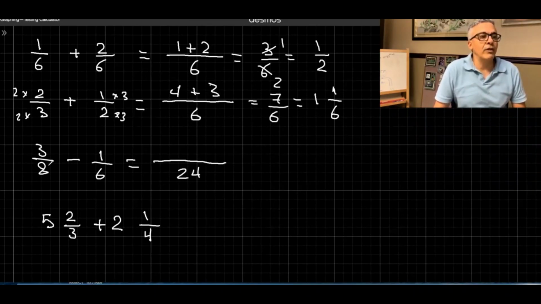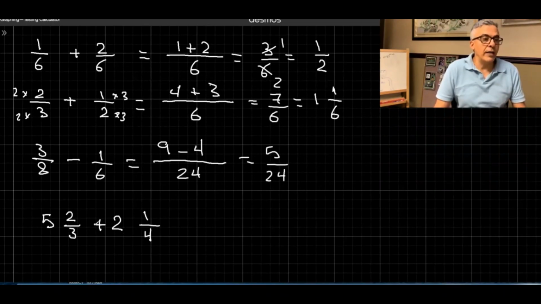So now you go 24 divided by 8, which gives you 3. You multiply that 3 to the top 3 there, and you get 9. Minus 24 divided by 6 is 4. You multiply the 4 into the 1, you get 4. And this will give you 5 over 24.